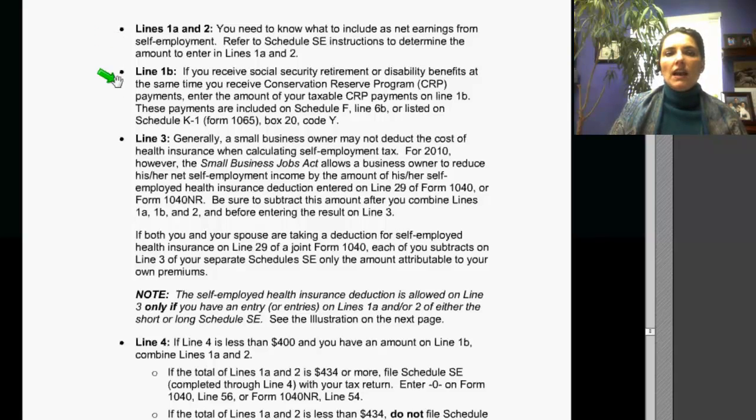On line 1B, if you receive Social Security retirement or disability benefits at the same time you receive Conservation Reserve Program payments, enter the amount of your taxable CRP payments on line 1B. These payments are included on Schedule F, line 6B, or listed on Schedule K-1 from a 1065.